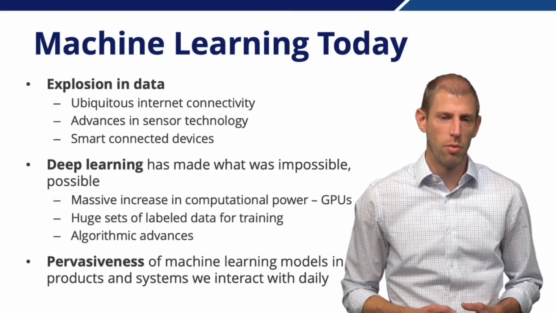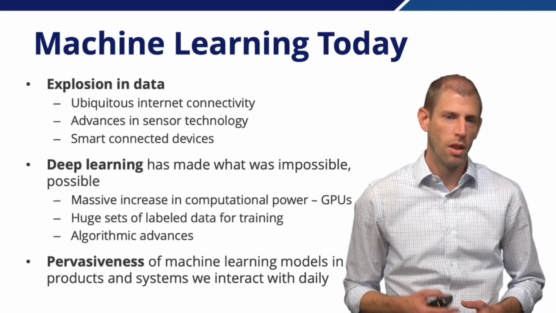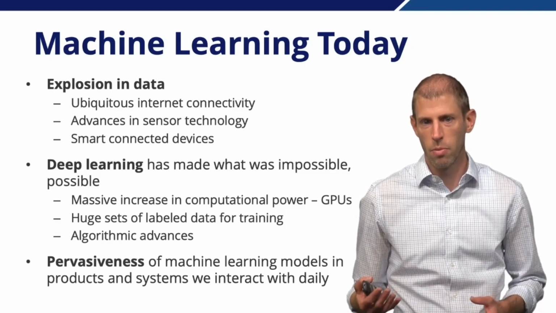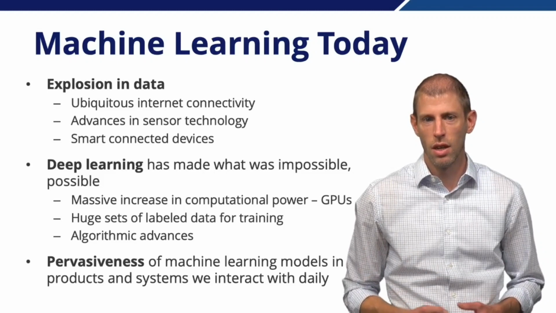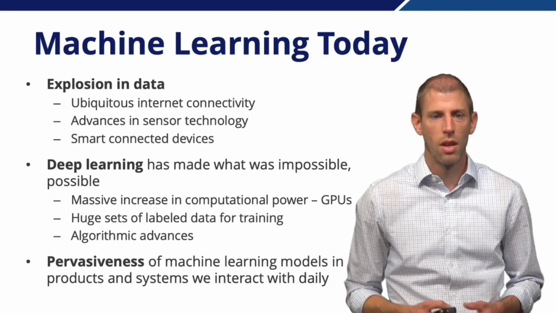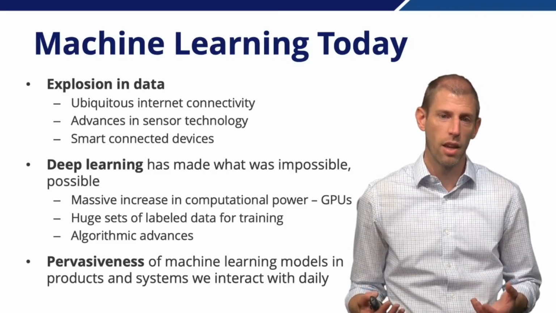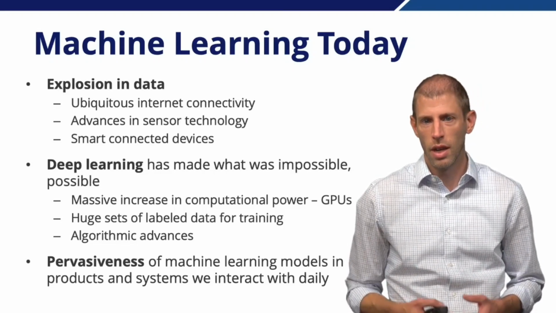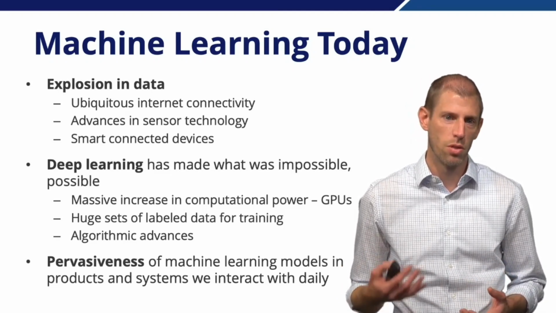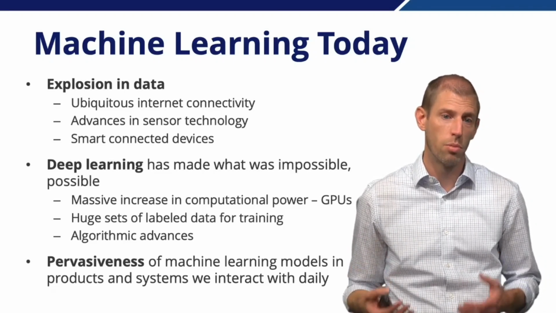The popularity of machine learning, in particular in recent times, is due to a couple of main factors. The first one is that there's been an explosion in the amount of data that we have access to. That's been driven by ubiquitous internet connectivity, so we're now connected to more and more people, computers, and even devices. We've seen drastic advances in sensor technology that allows us to collect massive amounts of data from sensors of many different types. And finally, our devices themselves have become intelligent and connected, meaning that they're able to produce data about their environment, about us, and about our usage, all of which can be used to build machine learning models.